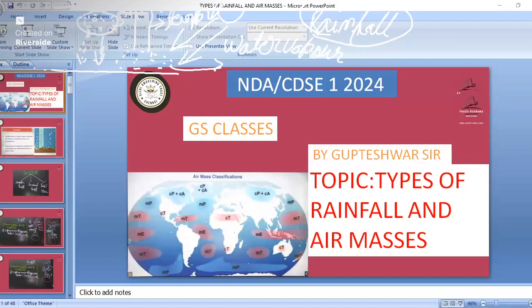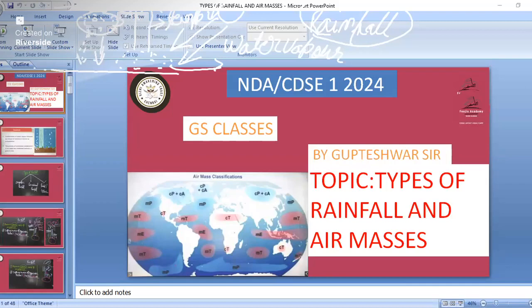Condensation of water vapor followed by release of moisture is known as precipitation. The process of continuous condensation in the air helps the condensed particles to grow in size. When their size grows, they turn bigger, and after that they start falling down as rainfall. So we have different types of rainfall. One is orographic, then we have convectional rainfall, then we have frontal or cyclonic rainfall.